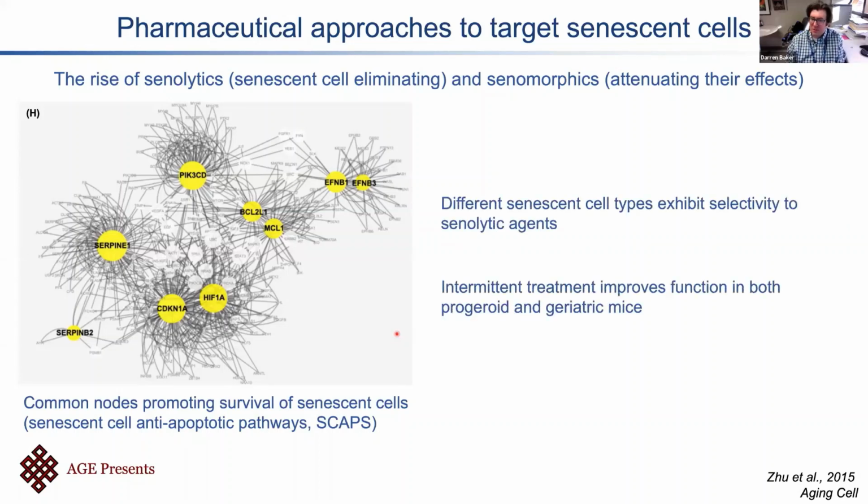Interestingly, Dr. Kirkland's group, and many others, have developed different ways of assaying for senescent cell sensitivity to various senolytic agents. There seems to be some selectivity, where not all senescent cells, or different ways of entering into senescence, make cells sensitive to different senolytic agents. There's also the thinking that these drugs or treatments can be given intermittently and not necessarily need to be constitutively present within the system to improve function, both in progeroid and geriatric mice.